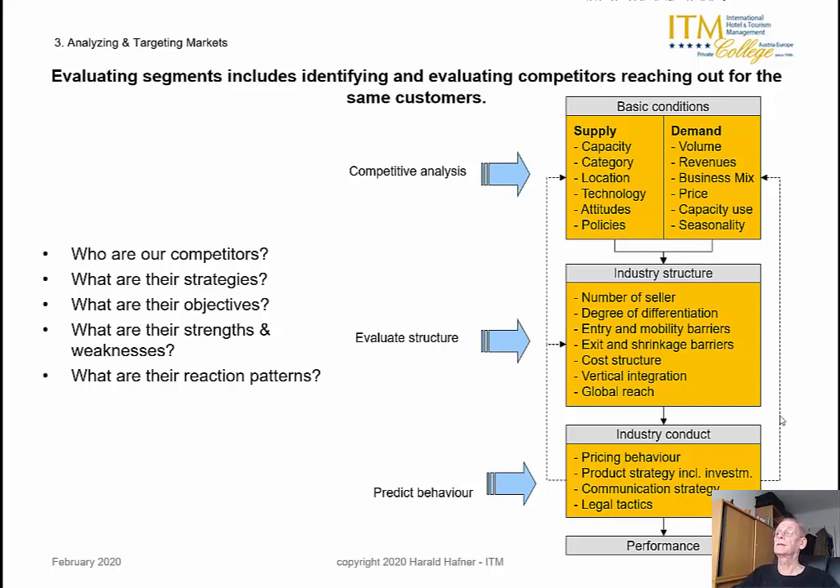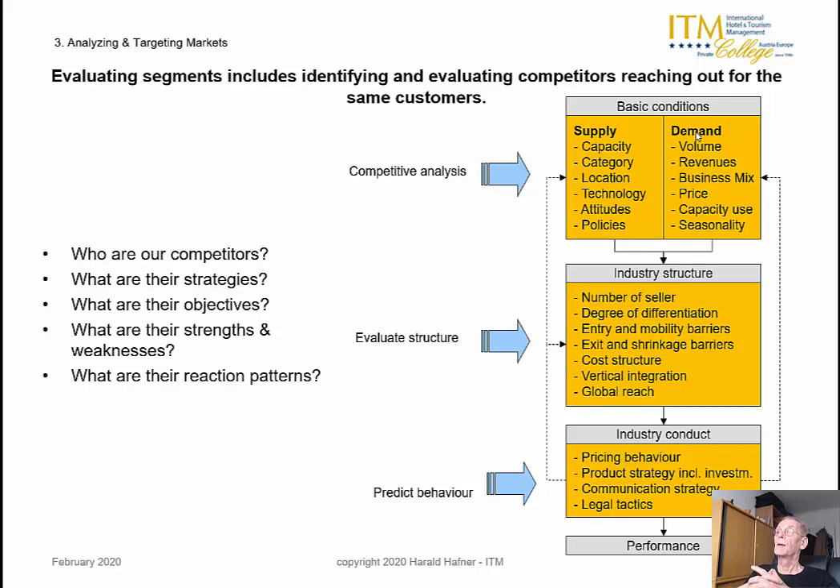Now, if you look to the right side of this slide, those are the things that we are going to discuss. First of all, we're going to take a look at the basic conditions of supply and demand. That is a competitive analysis which on the supply side looks at the capacity, the category, the location, the technology applied, the attitudes and the policies. On the demand side, the market volume, the revenues, the business mix, the price, capacity usage, and seasonality are of importance.